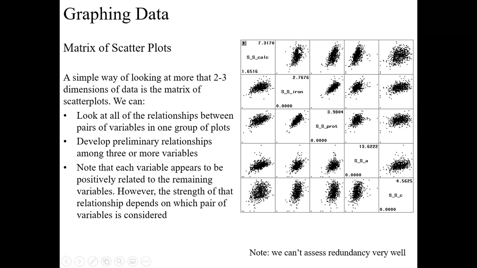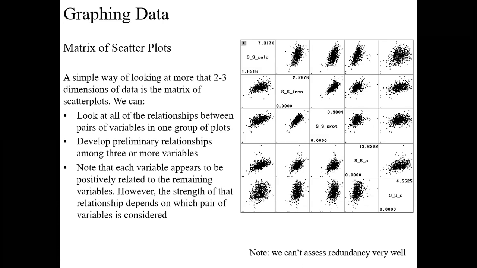So if we look at this graph right here, in the upper left, we have one variable that labels the x-axis and one variable that labels the y-axis in the matrix of scatter plots. And so we can look at all the relationships between pairs of variables in a single group of plots.